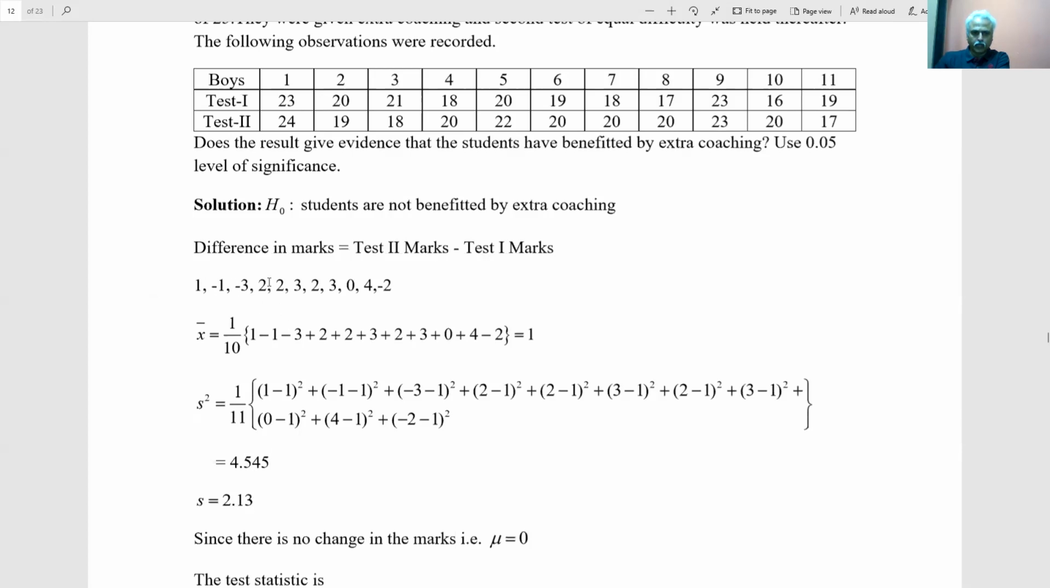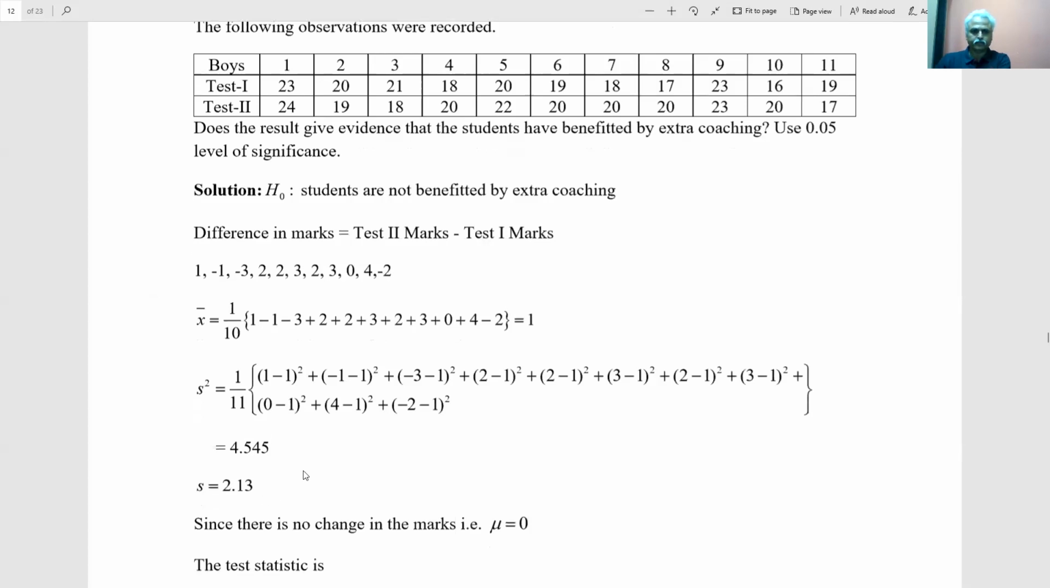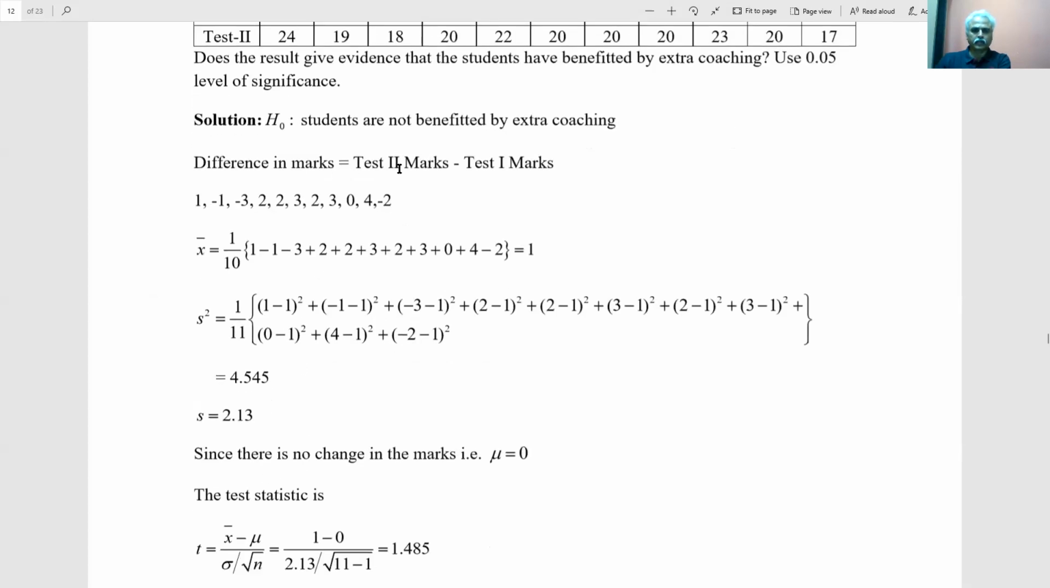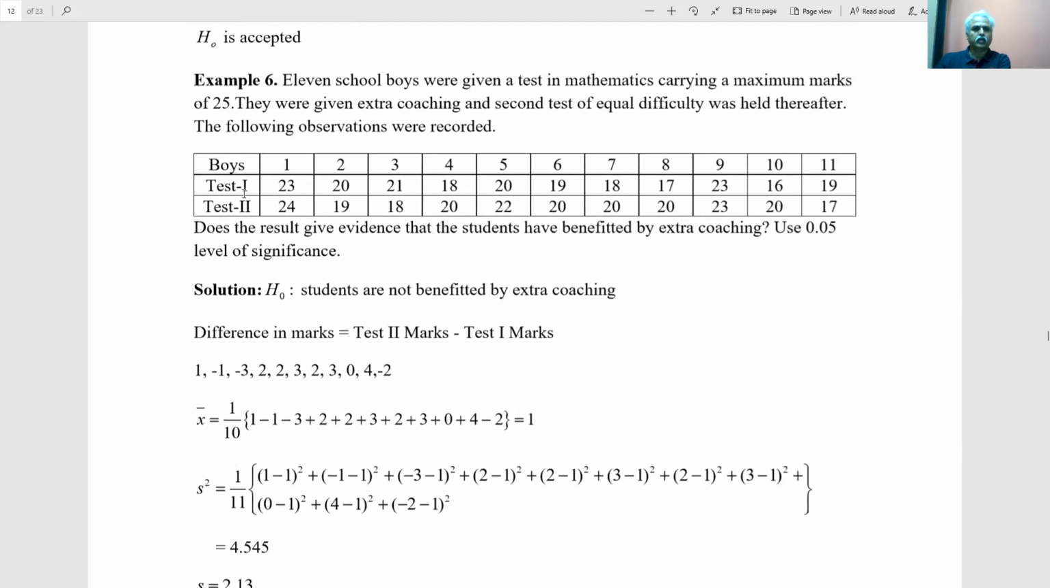Now for this new data, which is x2 bar minus x1 bar, x bar is 1 and s is 2.13. Under the hypothesis, there is no difference between the means, so the difference is 0. There is no difference, both the tests are the same. There is no significant difference, so no significant benefit of the extra coaching.